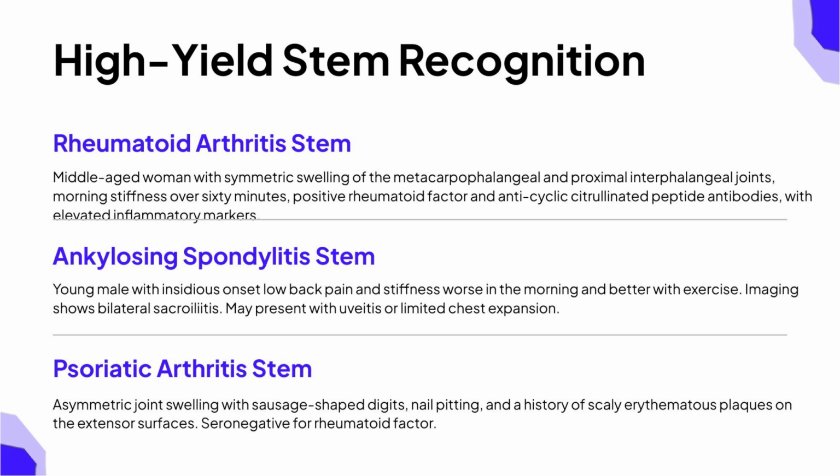For ankylosing spondylitis, look for a young male with insidious onset low back pain and stiffness that is worse in the morning and better with exercise, plus bilateral sacroiliitis on imaging. The stem may mention uveitis or limited chest expansion. For psoriatic arthritis, the stem features asymmetric joint swelling with sausage-shaped digits, nail pitting, and scaly erythematous plaques. These stems repeat over and over on practice questions and on the real exam.